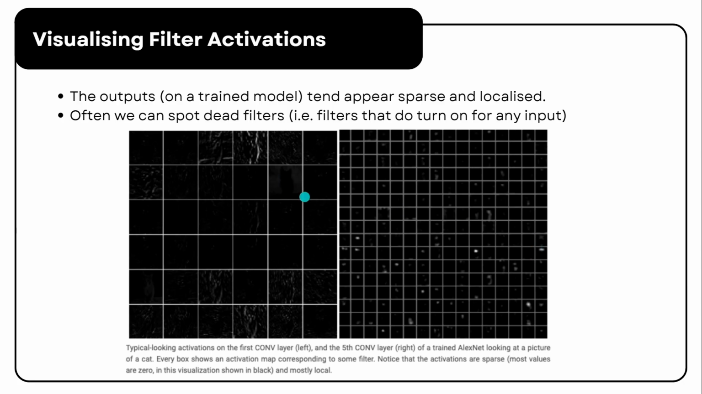Okay, now let's take a closer look at filter activations. Take a look at this image here, specifically the section on the bottom left. What are we actually looking at? If you observe closely, you might be able to make out the outline of a cat, especially around this area.